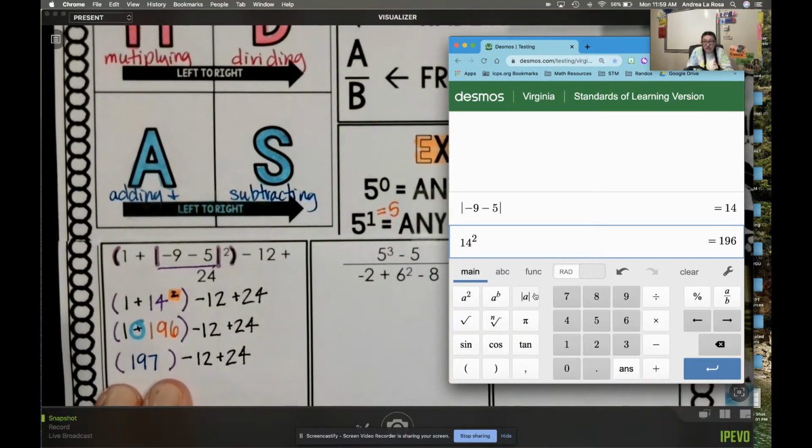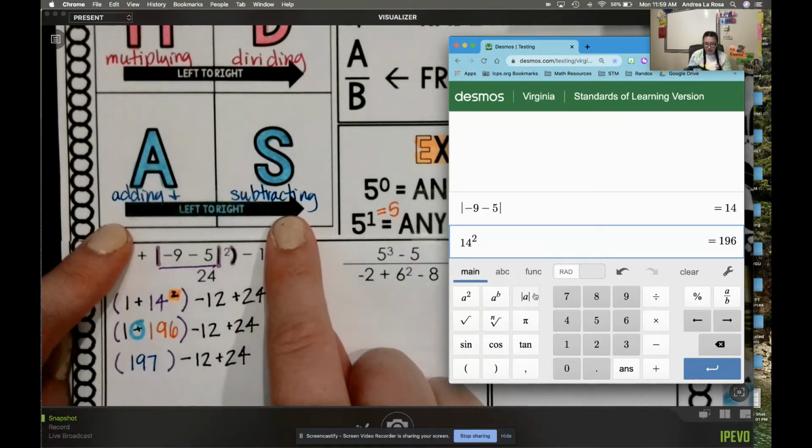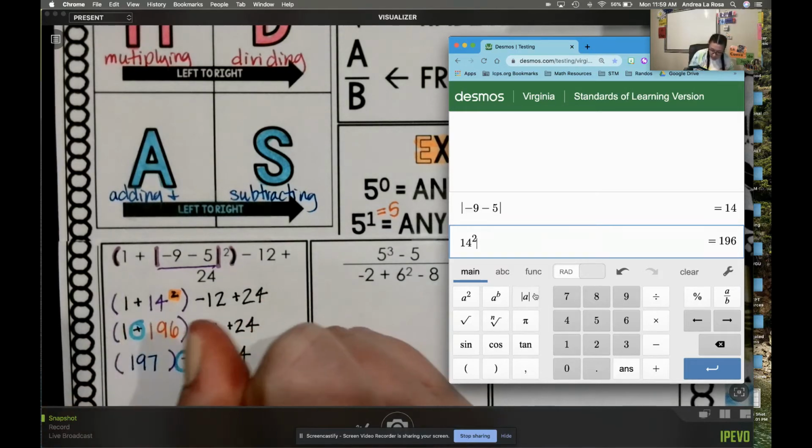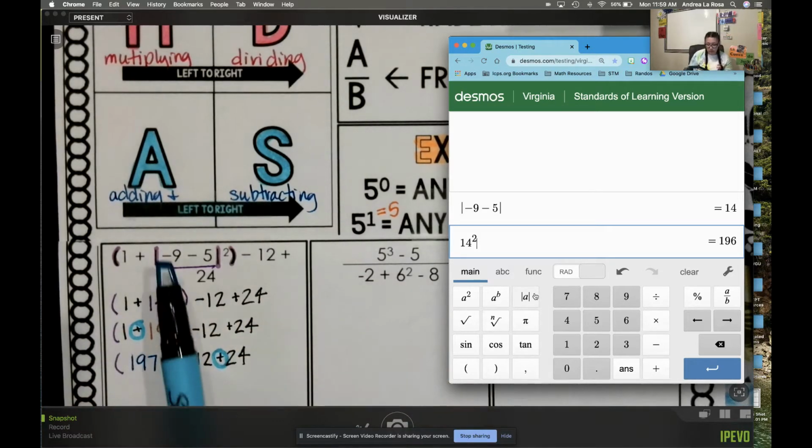Am I done with my grouping now? Yeah, I'm done with my grouping. There's no other math to go inside those parentheses. Is there any exponents in here? In all of it? Nope. Is there any multiplying or dividing in there? Nope. Now we just have adding and subtracting. Remember, for your adding and subtracting, we work left to right.